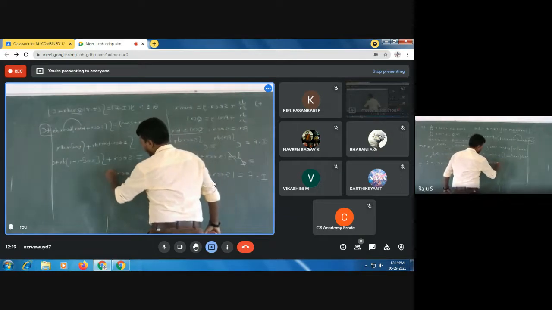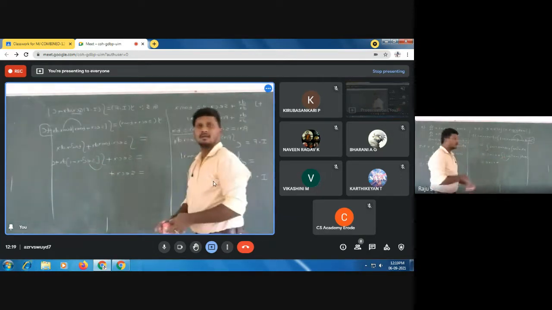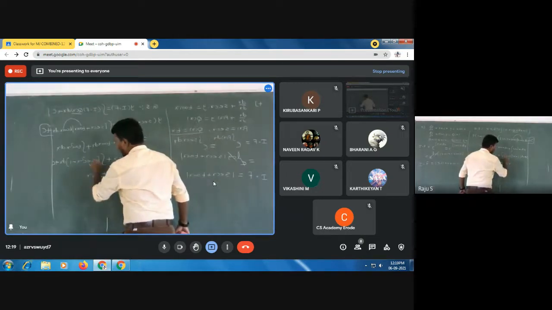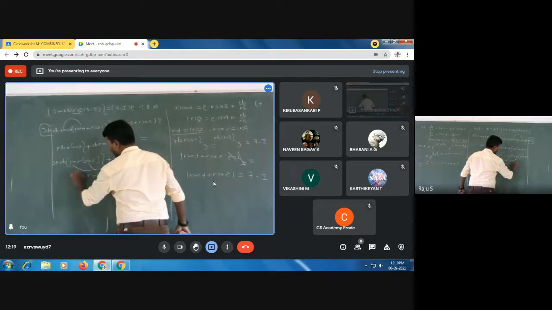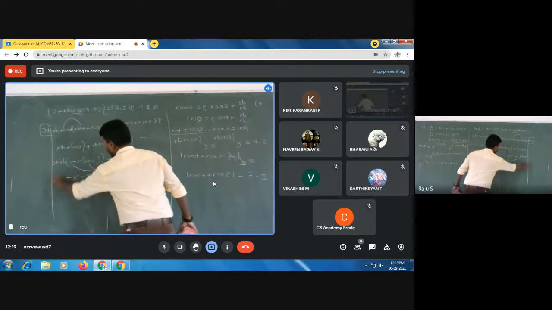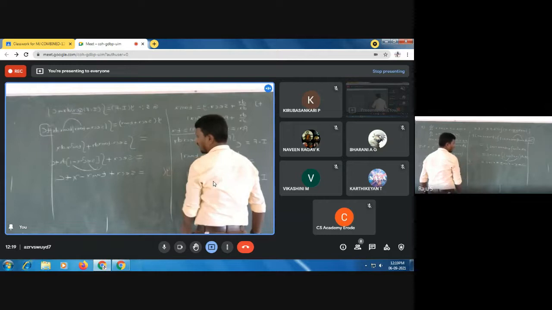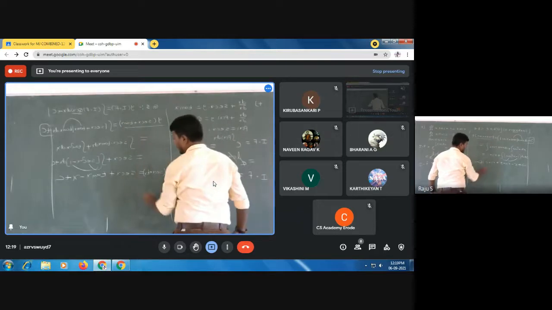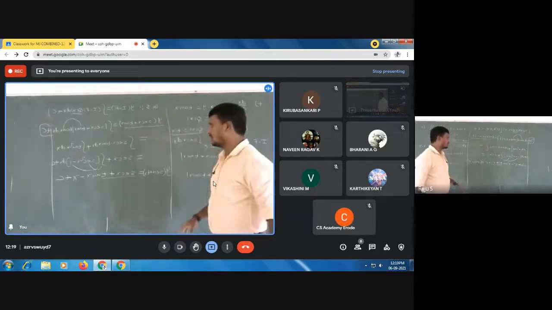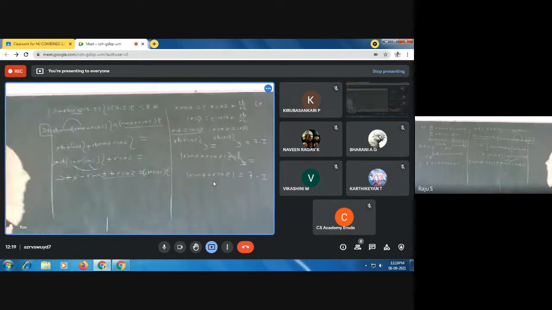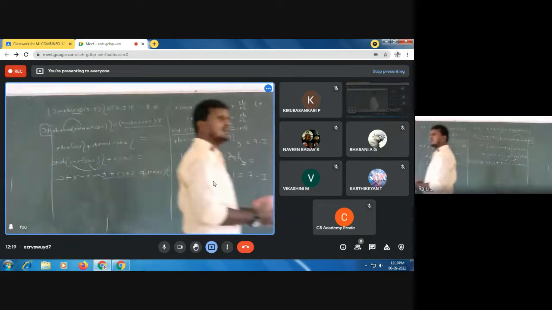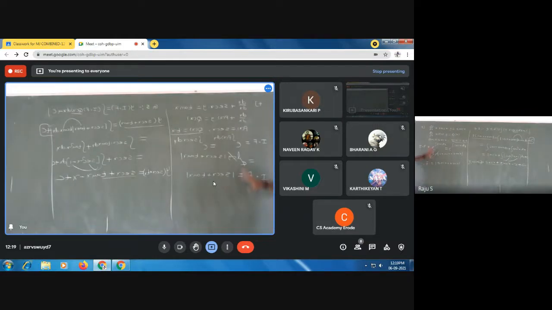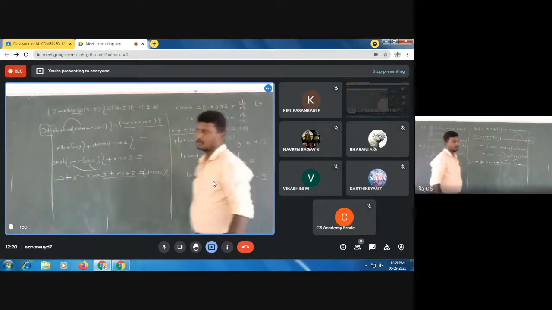What is integral secant square? Tan x. What is integral of 1? x plus c. This is the required answer. y into secant x plus tan x is equal to secant x plus tan x minus x plus c. Check the answer, same answer they have given. Once again, the equation was directly given in standard form. I compared, got p of x, q of x, then the integrating factor, then the solution. That's it.